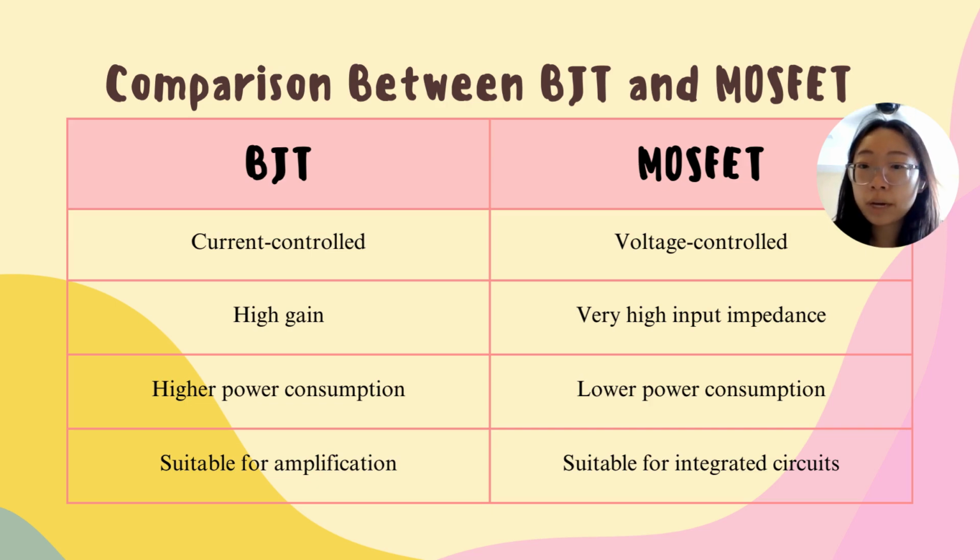BJTs are known for providing high gain, making them very effective for amplification applications. MOSFETs, on the other hand, have very high input impedance and are commonly used in modern integrated circuits. Although MOSFETs are popular in many contemporary electronic systems, BJTs remain valuable because they offer strong amplification performance and relatively simple circuit implementation. The choice between BJT and MOSFET depends on the requirements of the specific biomedical application.